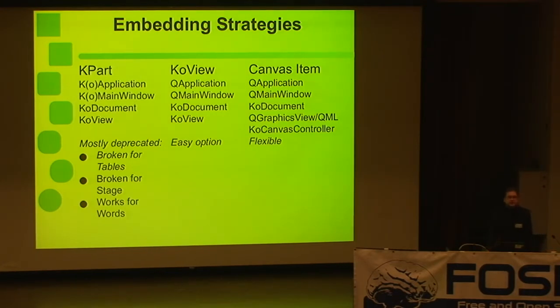If you want to embed a Calligra component, a Calligra canvas, in your own application, there are basically three strategies. And at this point, I have to admit that there is something wrong in the realm of KPart. KPart embedding is the oldest component technology in KDE. It's what used to be used when you were running Konqueror and you would browse the web and click on a document, and then the document would be shown embedded in your browser. I still think that was way cool.